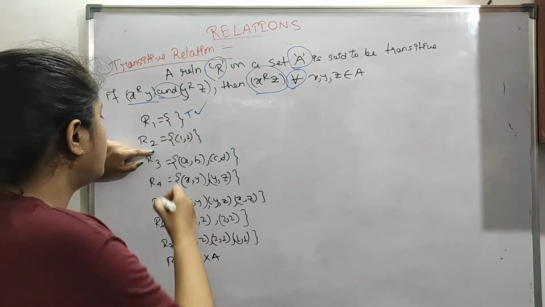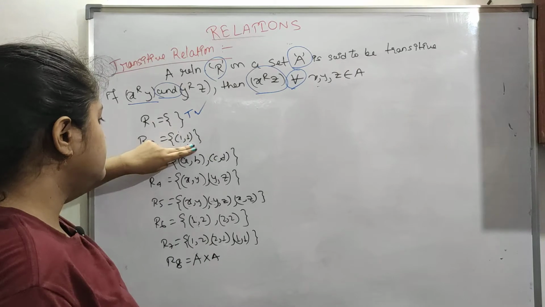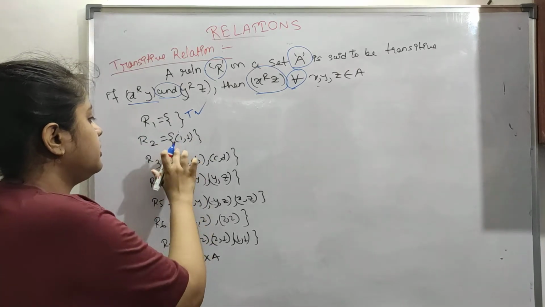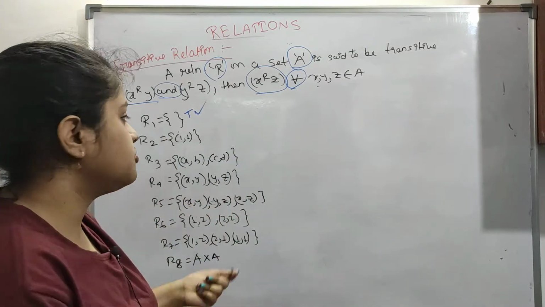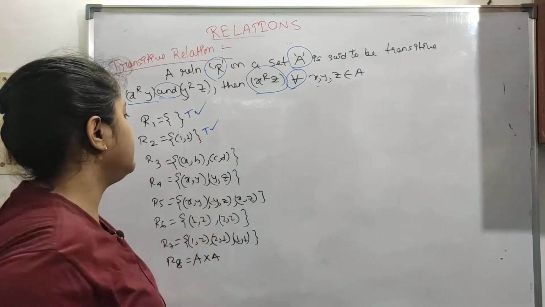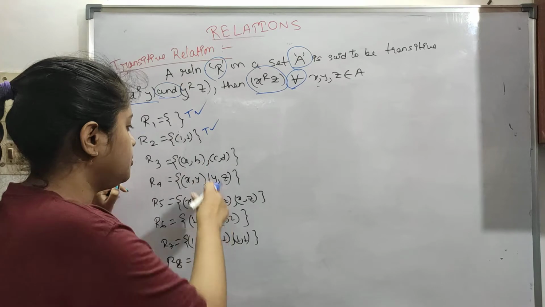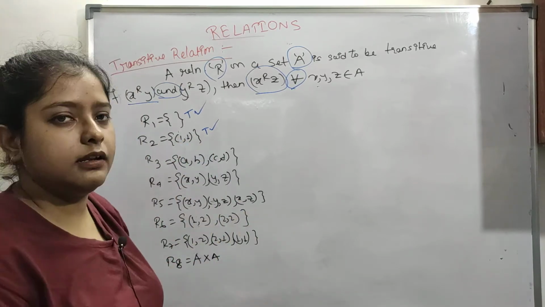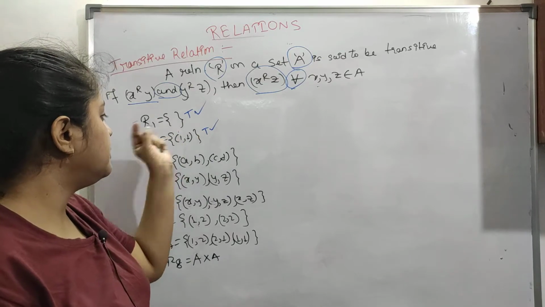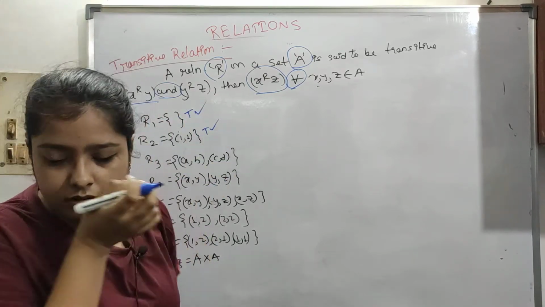So now next is R2, (1, 1). This is a diagonal element. So 1 is related to 1, then 1 and 1 is related to something like this. So this is transitive. We don't have to see anything else. This is just a diagonal element. 1 is related to 1, in any way it will always be transitive.